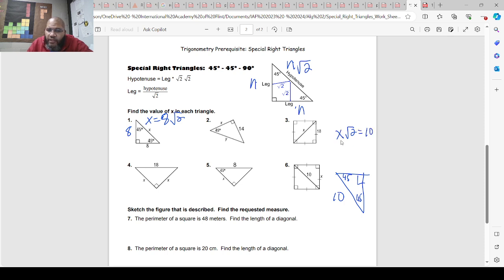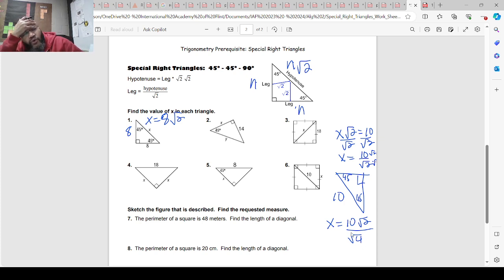equals 10. So then I divide both sides by the square root of 2, and I get x equals 10 over the square root of 2. Now, if you leave it like that, you get minus points because you cannot have a radical in the denominator. So I'm going to multiply top and bottom by the square root of 2. So then that gives me x equals 10 times the square root of 2 over the square root of 4, because the square root of 2 times the square root of 2 is the square root of 4.